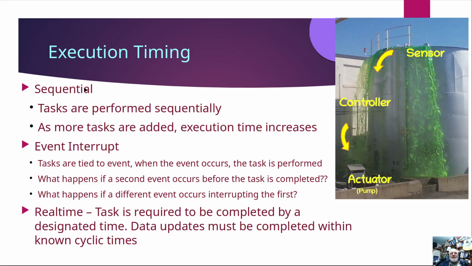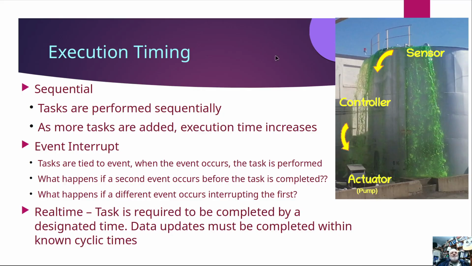So when you look at the different types of timing for programming a controller, number one, you have sequential. With sequential, you just have task 1, 2, 3, 4, 5, 6, 7, however many tasks you have, you run through them all, and when you get to the bottom, you come back up to the top and start again. So it's very sequential, and the timing is pretty much consistent all the time.